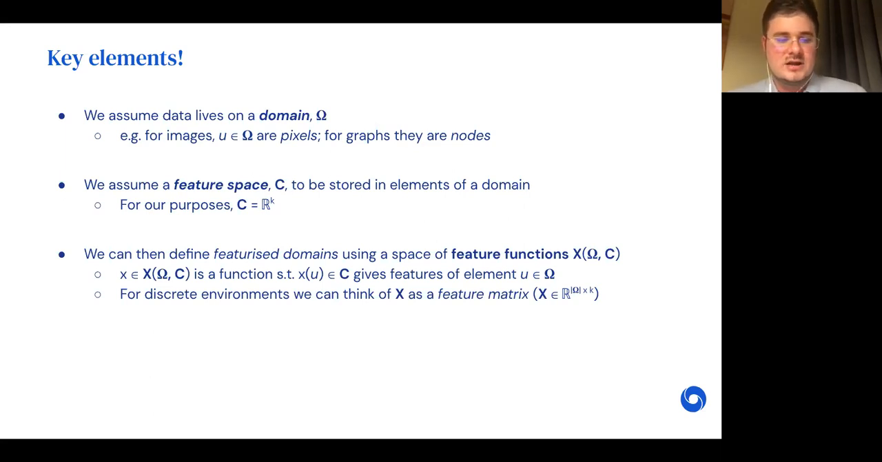Since we're learning representations as real vectors, for us, C will usually be the k-dimensional space of real vectors. And once we have these two components, we can say what it means to featurize the domain. Especially, we can define the set of all feature functions, capital X, which take elements of the domain omega and return the corresponding feature vector assigned to that particular pixel or that particular node. And as you're probably well familiar by now with graph neural networks, graphs are usually a discrete environment. So you can usually think of these feature functions as just a feature matrix, which is an n by k matrix, where n is the number of nodes in your domain and k is the dimensionality of the features that you have on the nodes. So this is basically a node feature matrix by analogy to graph nets.